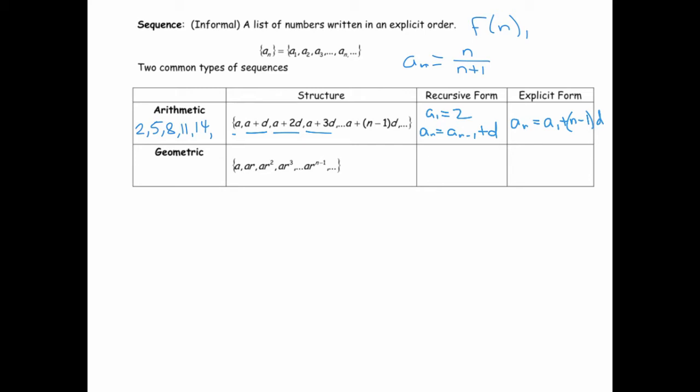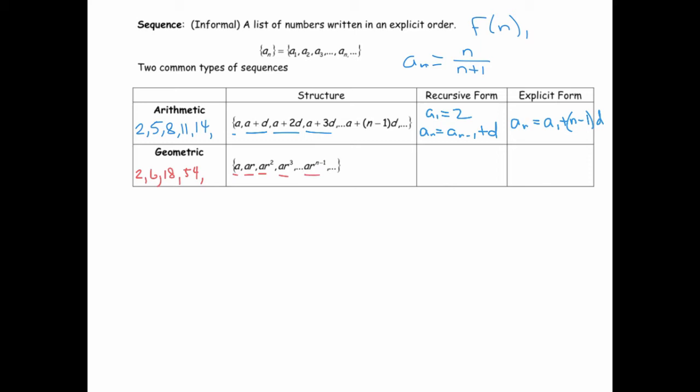A geometric sequence would be one like 2, 6, 18, 54. So if you notice, in this case, you're starting with a number and you're multiplying by what's called the common ratio every time. And so symbolically, we start with a number, we multiply that number times the common ratio once to get the next term, twice to get the third term, 3 times to get the fourth term, and n minus 1 times to get the nth term.